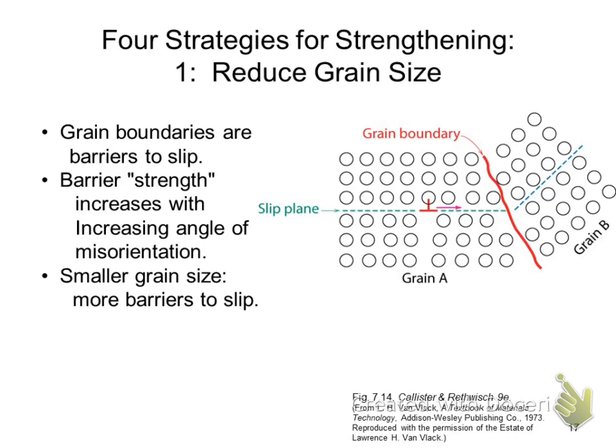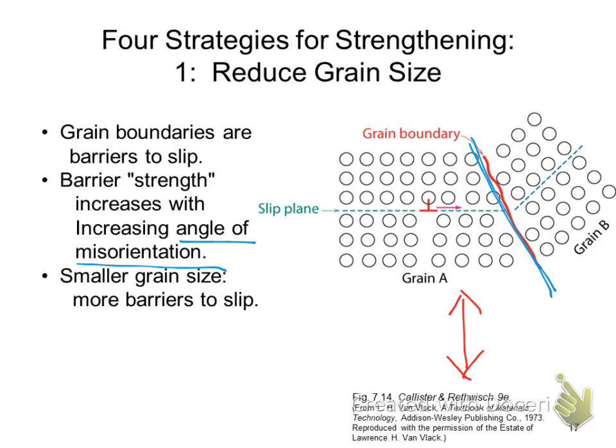If we reduce the grain size, and we know that the boundaries of those grains are in fact the barriers to slipping, we have more inherent grain length in any given volume of material, and so we're going to increase the strength. We also know that the barrier strength increases with increasing angle of misorientation. When we have more of those angles of misorientation from what we would call perhaps the testing angle, then we're going to have a larger strength represented from the behavior.